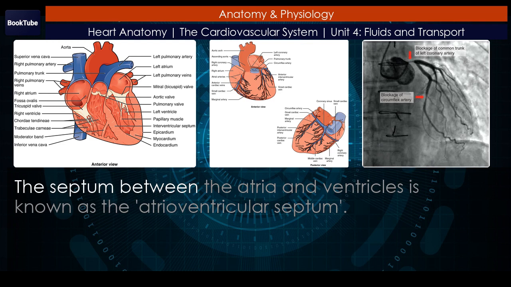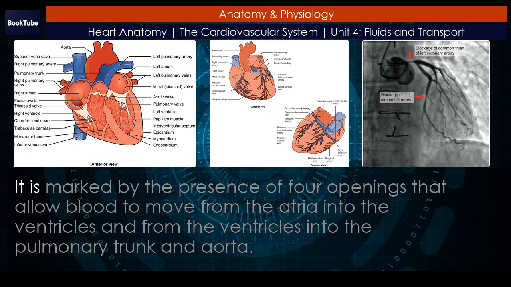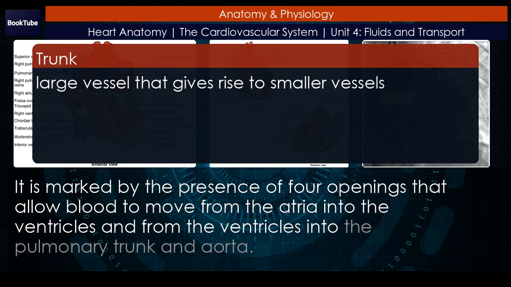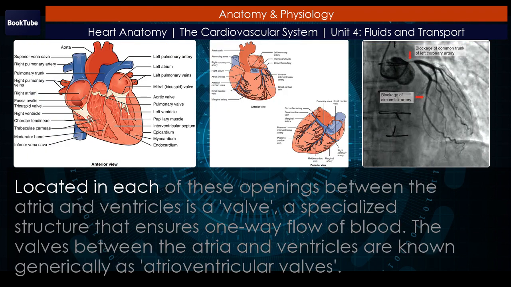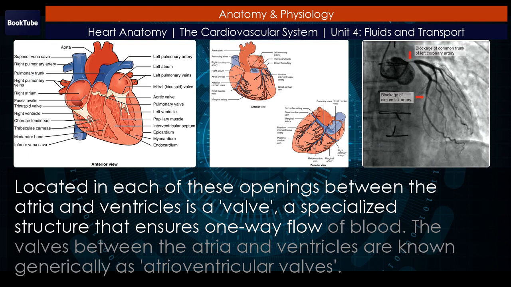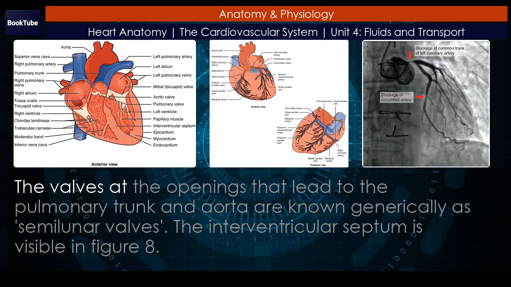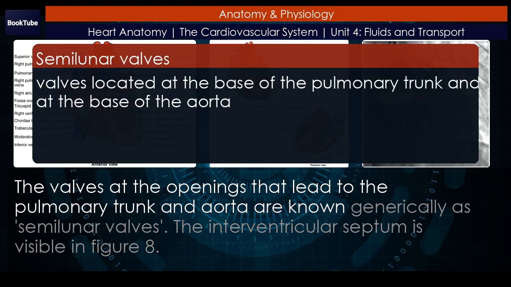The septum between the atria and ventricles is known as the atrioventricular septum. It is marked by the presence of 4 openings that allow blood to move from the atria into the ventricles and from the ventricles into the pulmonary trunk and aorta. Located in each of these openings is a valve, a specialized structure that ensures one-way flow of blood. The valves between the atria and ventricles are known generically as atrioventricular valves. The valves at the openings that lead to the pulmonary trunk and aorta are known generically as semilunar valves.